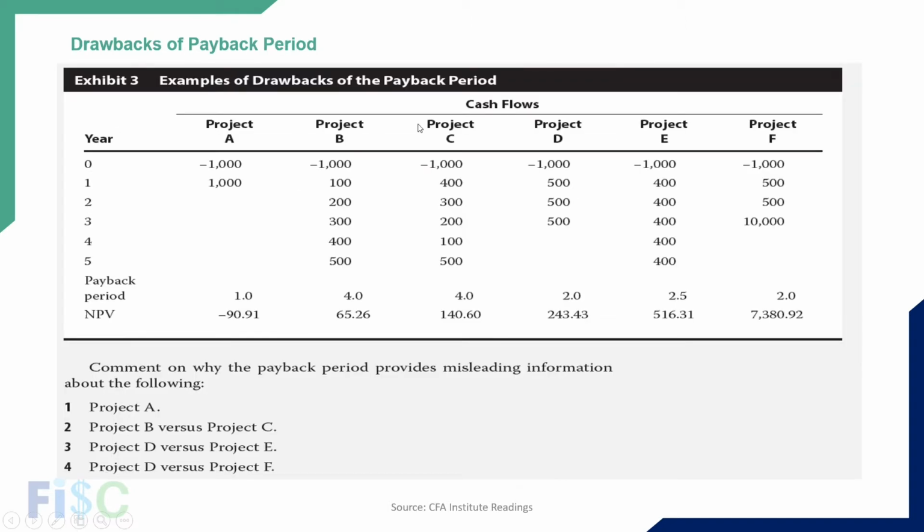Now as you can see here, we didn't discount any future cash flow, therefore there is an issue. There are some drawbacks because of this method. So now we will see what the drawbacks are. Here you can see there are 5 projects. The payback period is minimum for project A.